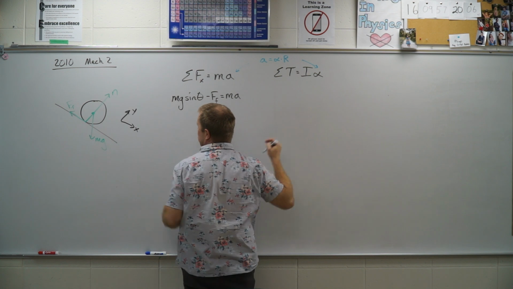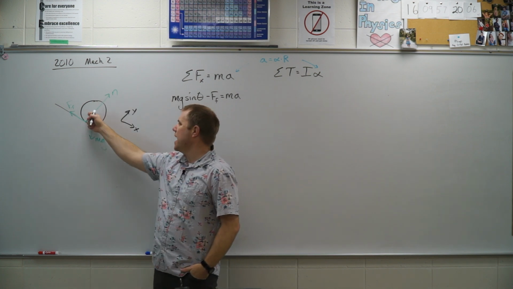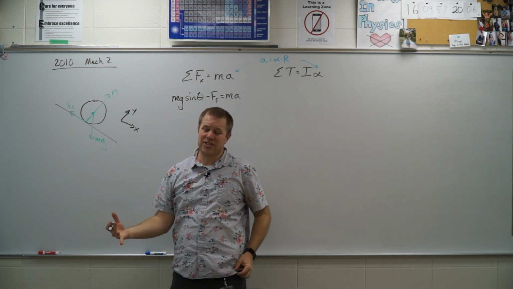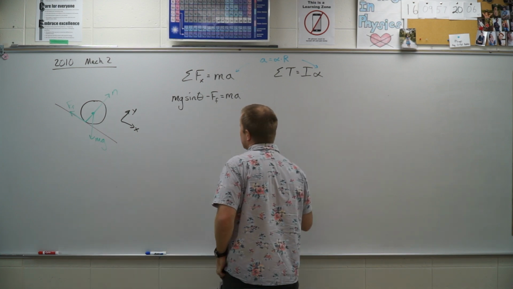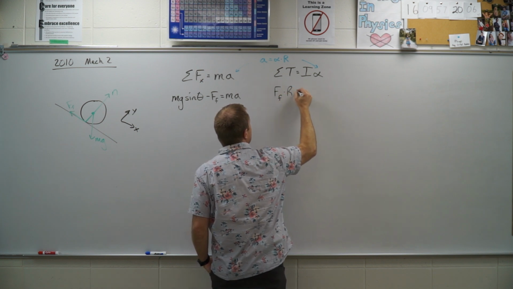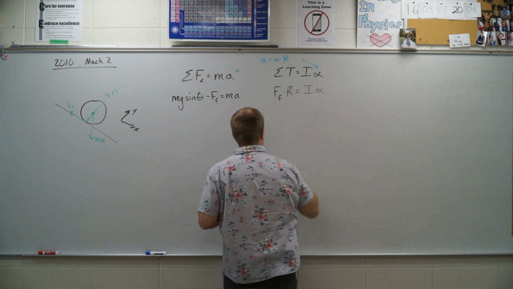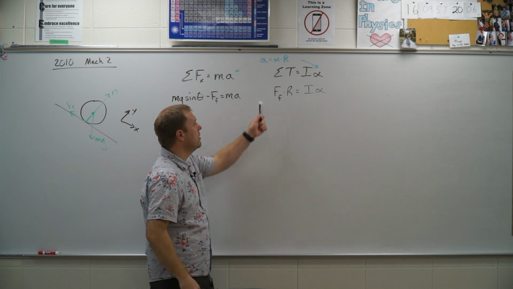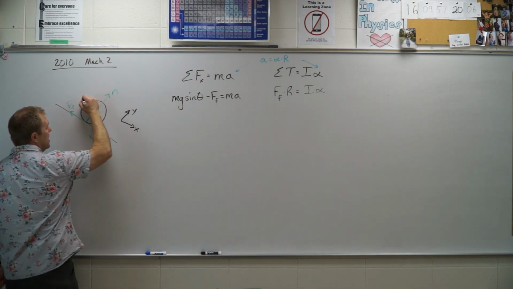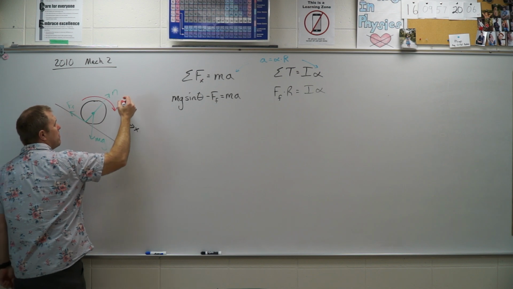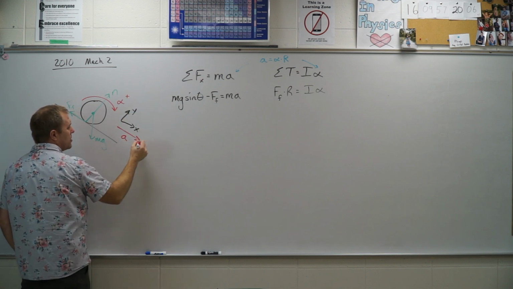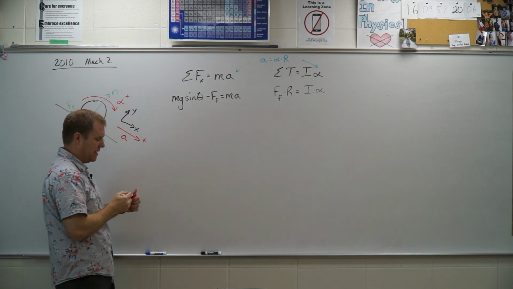Normal force does not produce any torque. mg because it's at the axis of rotation. Normal force because it's not perpendicular to the axis or to that radius. But I do have the force of friction. The force of friction times the radius will equal I alpha. When I have something rolling without slipping, I do need to make the extra effort to say, well, if this is the direction of alpha, I'm going to call that positive. This is the direction of a, I'm going to call that positive as well.